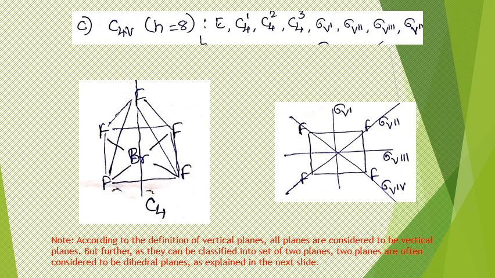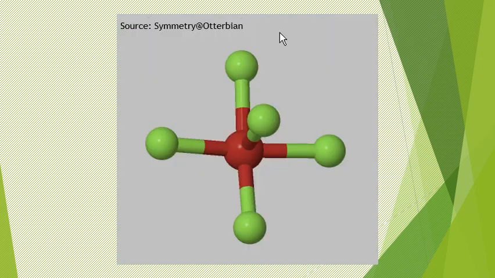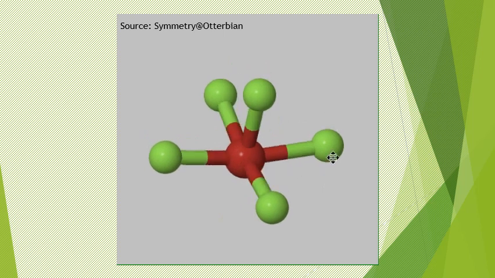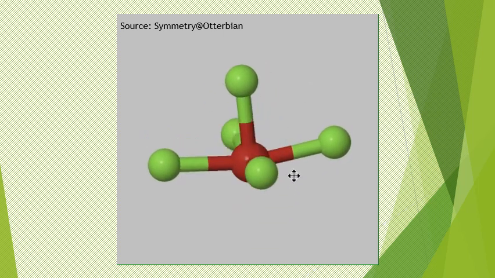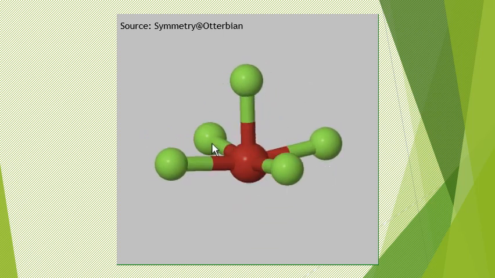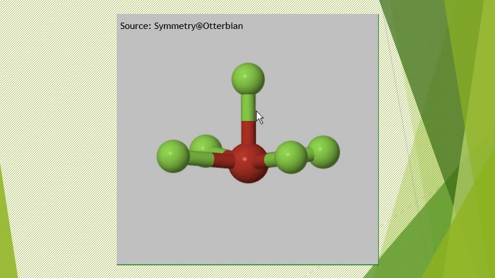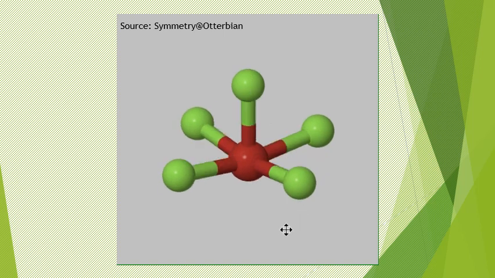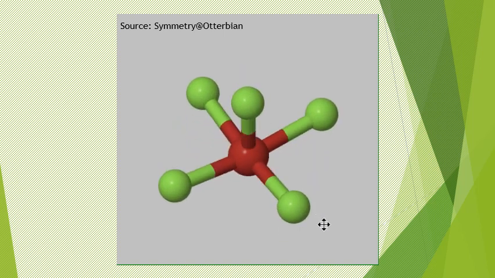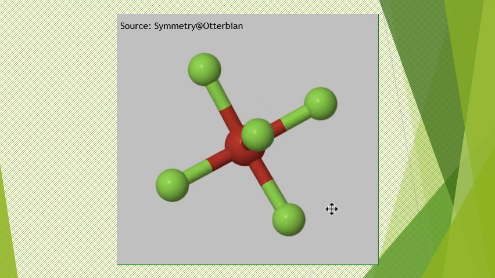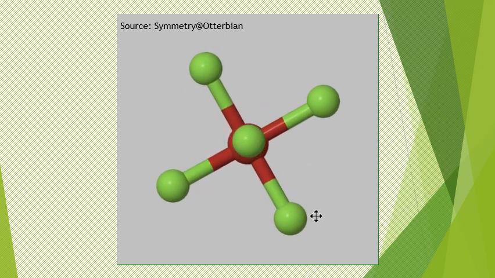Let's see it in animation. This is the 3D model of the molecule BrF5. One thing we can notice is that all these 4 fluorine atoms are not exactly planar. They are a little above, towards this axial fluorine atom. That point can be noticed here. So this is the example for a C4V molecule.